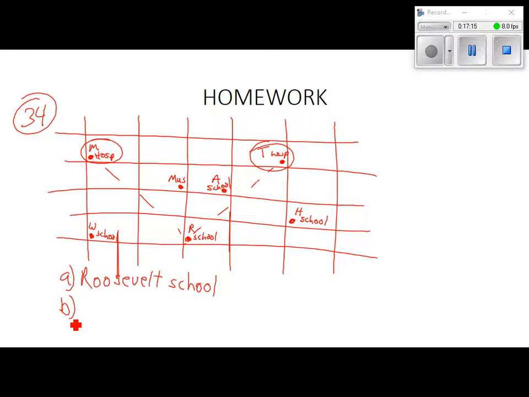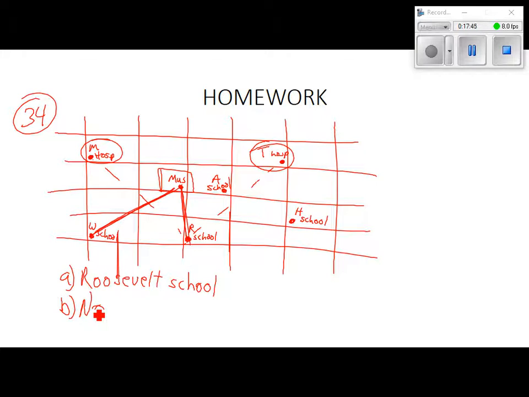Is the museum approximately equidistant from Wilson School and Roosevelt School? So we're looking at the museum here. What two schools? Wilson and Roosevelt. Those two look like they're the same distances? No, not really. I don't think they're the same distances. So what would your reasoning be there? How could you explain that reasoning? Roosevelt's closer. Give me a little more.